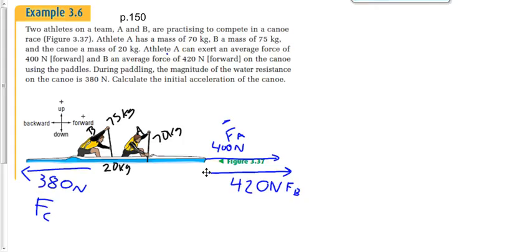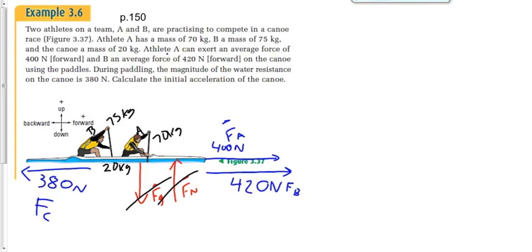Is there anything else acting on this canoe here? Oh, Anna, is there anything else acting on this canoe? Gravity is acting down. We don't actually know what its value is. We could find it, but we don't know what it is right now, right? And I'm not going to bother finding it. You're going to see why in just a second. Anything else? And how big should that be? Same as gravity. Okay, that's why I didn't bother finding the value of the force of gravity, because I know that gravity and the normal force are going to end up canceling out anyways.